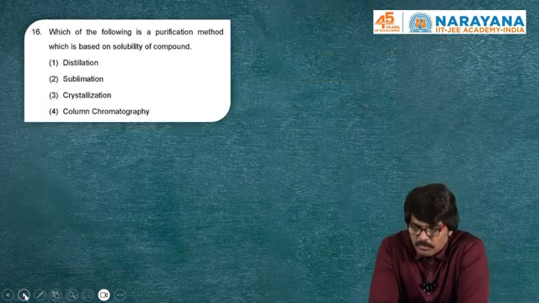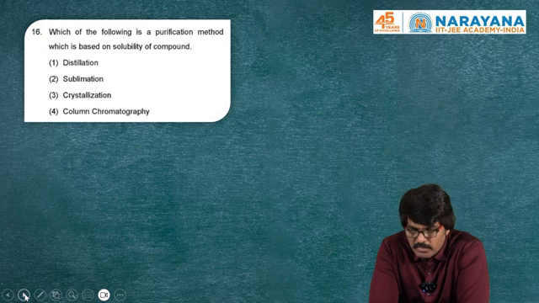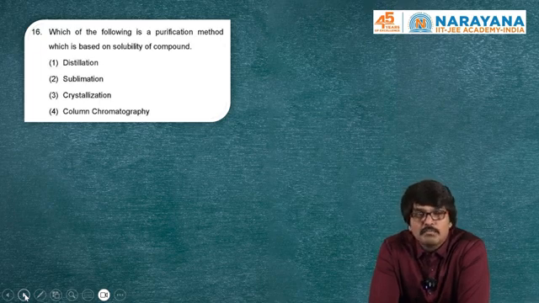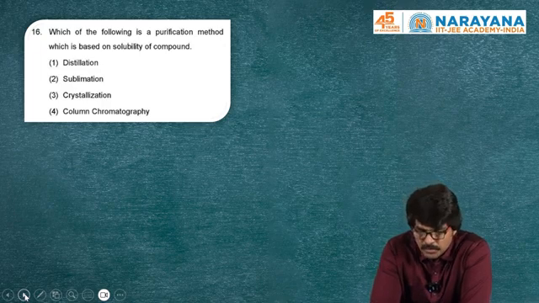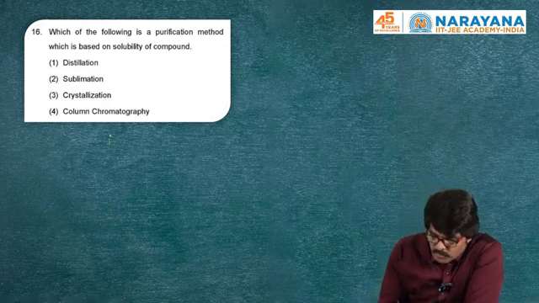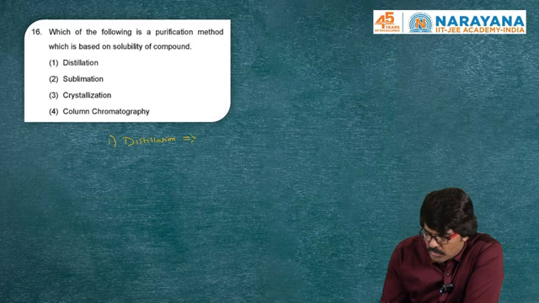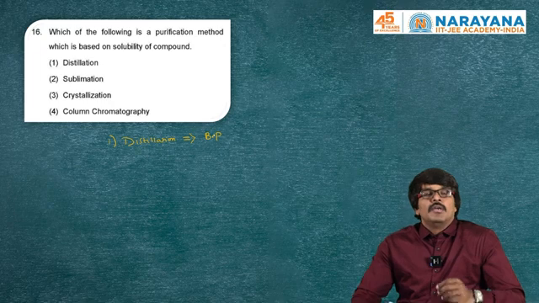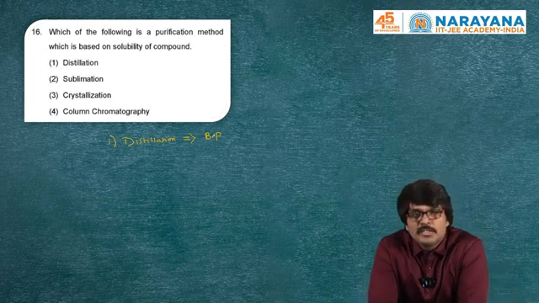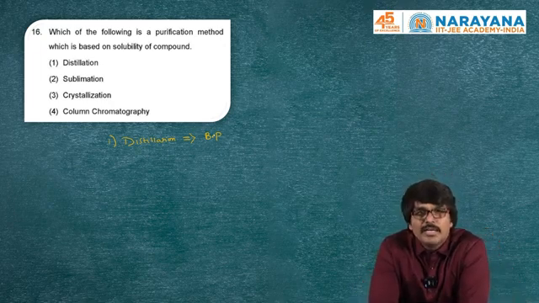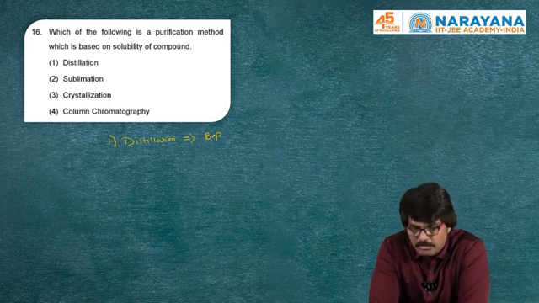Next question, which of the following is a purification method which is based on the solubility of a compound? Practical organic chemistry, purification of organic compounds. The first option is distillation, and this technique depends on boiling points. If the components present in the mixture have different boiling points, generally in that situation we choose the distillation process.